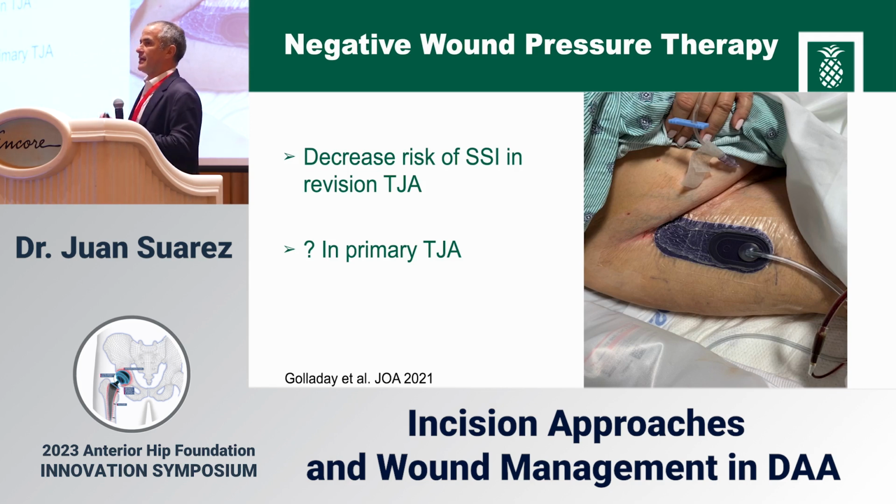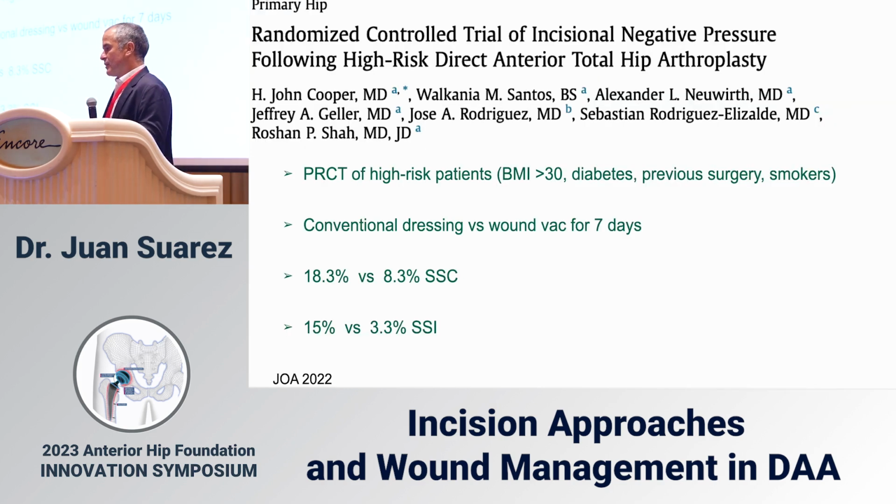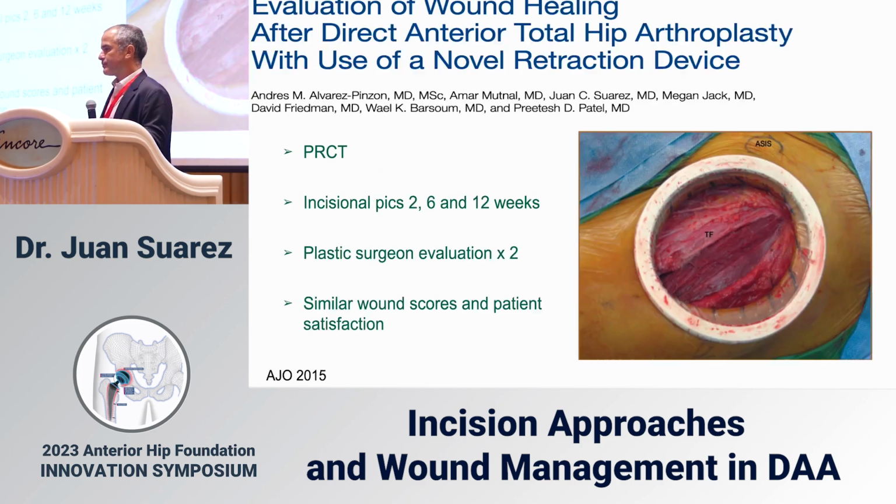We know that at least in revision total hip arthroplasty, there's less incidence of surgical site infection with wound vacs. Now, what about in the DA specifically? This is the only prospective randomized trial looking at this, and they looked at only high-risk patients: BMI over 30, diabetics, previous surgery, and smokers. They put a wound vac for 1 week, and they found statistically significant lower incidence of surgical site infection and surgical site complications with the wound vac.